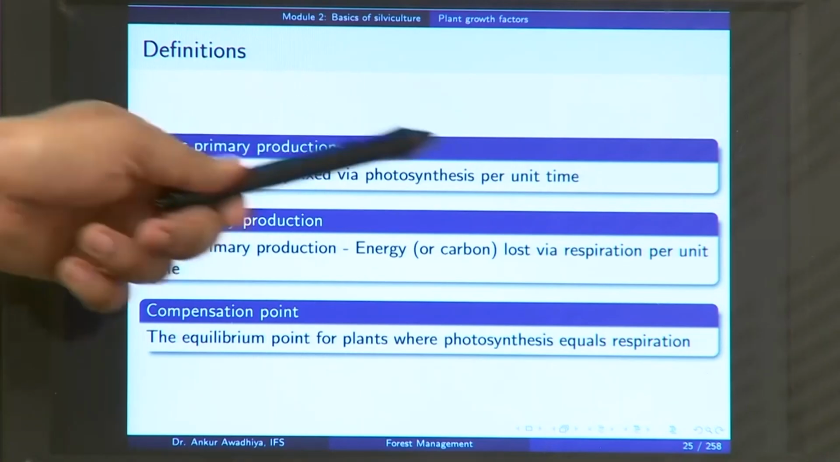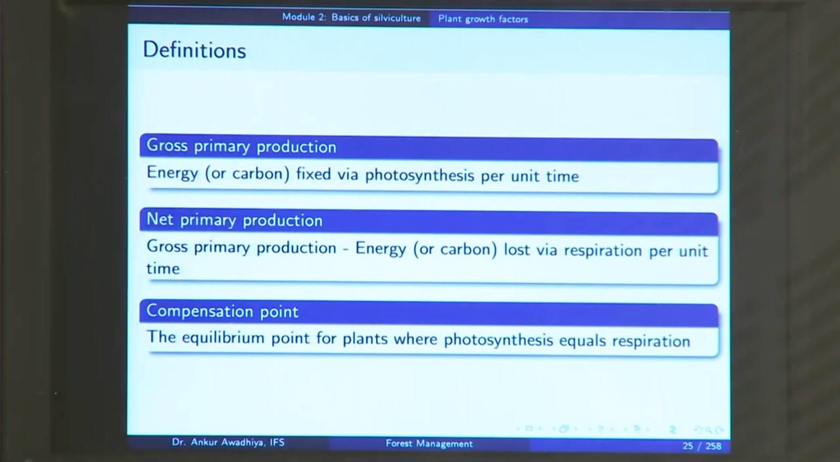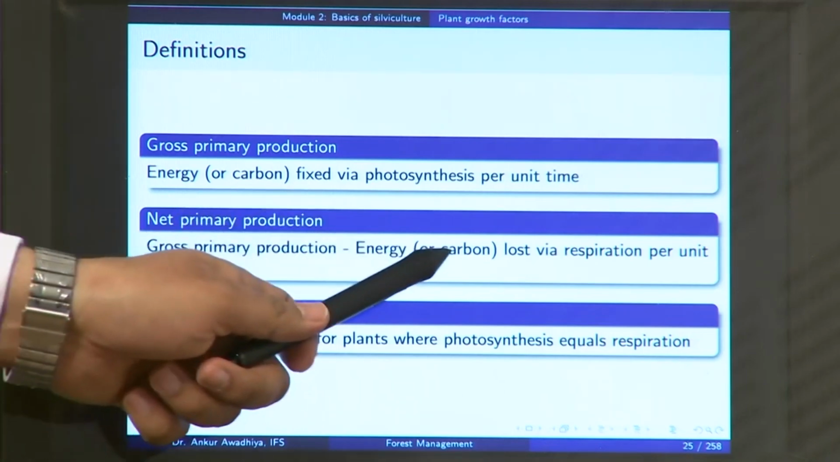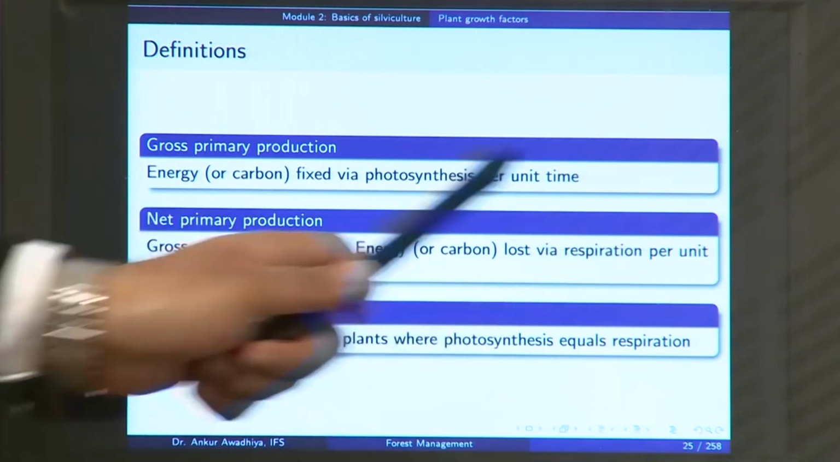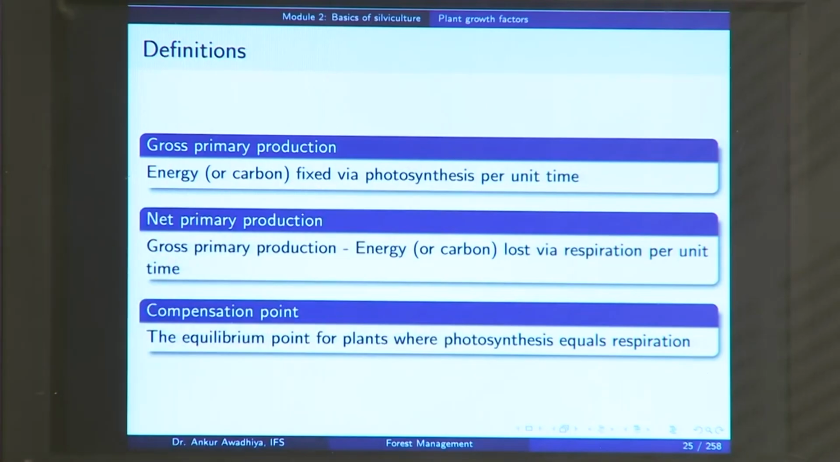But then out of this energy or carbon, some energy or carbon is also being utilized for the sustenance of the plants in the form of respiration, and if we subtract that from the gross primary production, we get the net primary production. So, net primary production is gross primary production minus energy or carbon that is lost via respiration per unit time. So, the net primary production will give you an idea of how much amount of growth is happening in your stand or in a particular plant.